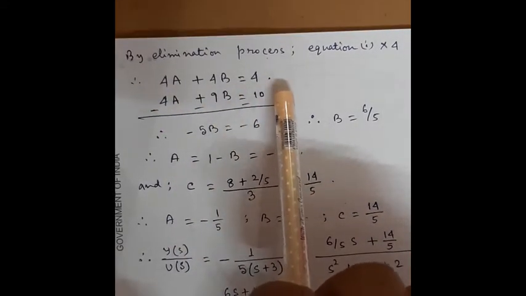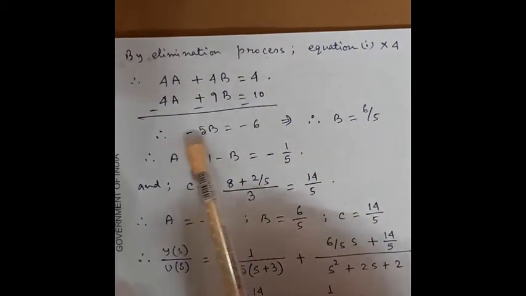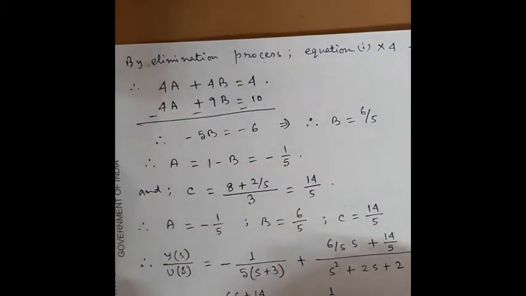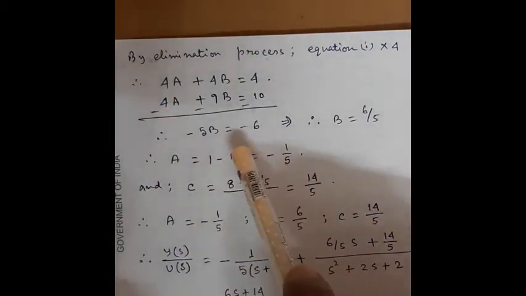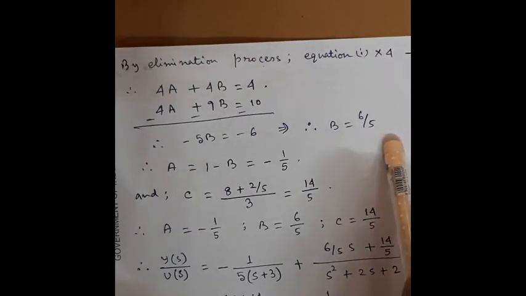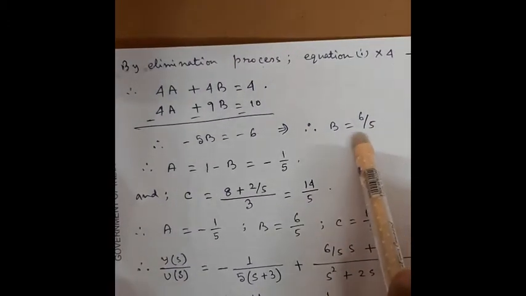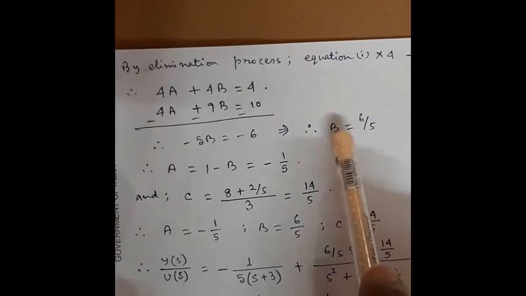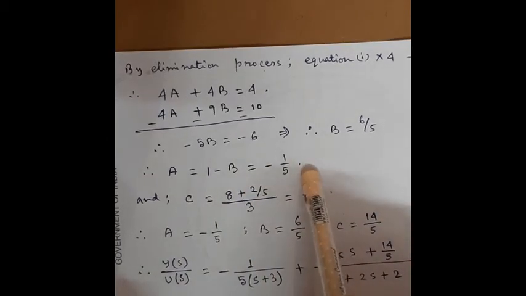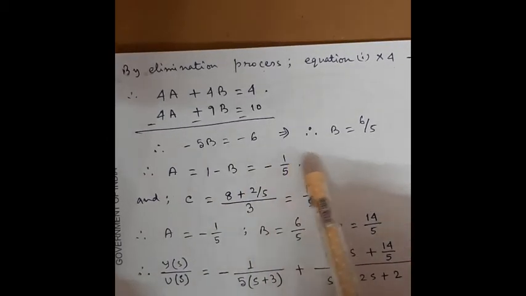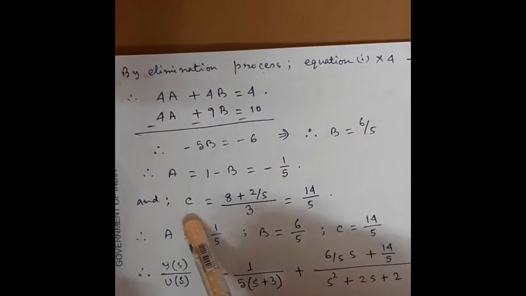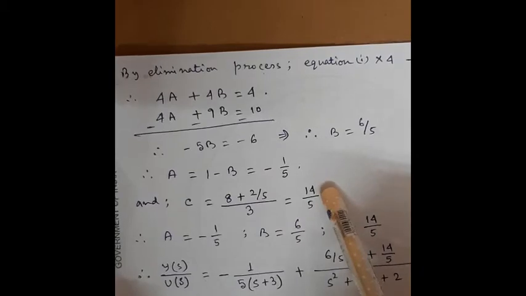If we subtract these two equations, then we will get minus 5B is equal to minus 6. That means 4A will be cancelled out. So from this equation we can find out the value of B, which is 6 by 5. And if we put the value of B in equation 1, then we can find out that A is equal to minus 1 by 5. And if we put the values of A as well as B, we can get the value of C, that is 14 by 5.